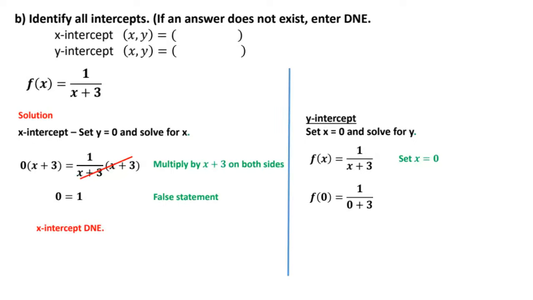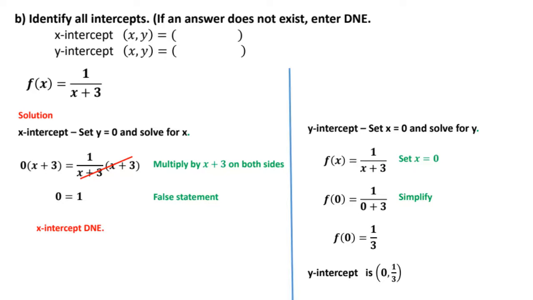All right, what about our y-intercepts? To find our y-intercepts, we set x equal to 0. So when we do that, we get y is equal to 1/3. So our y-intercept is 1/3, or as an ordered pair, when x was equal to 0, y is equal to 1/3.